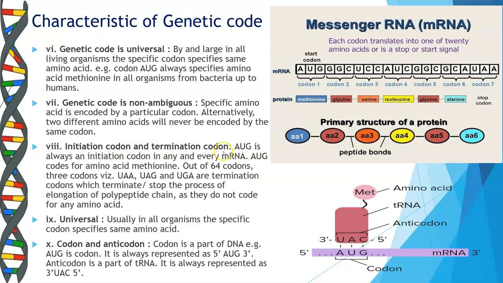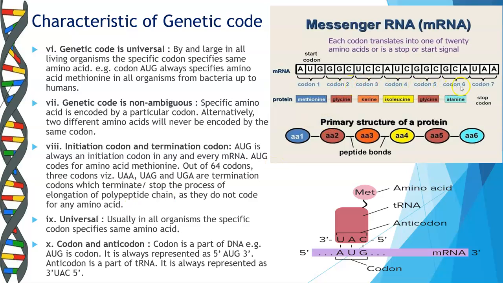We have initiation codons and termination codons. AUG is always the initiation codon in every mRNA. In an image of the mRNA, you will see at the 5' end you have AUG, which is the initiation codon, and it codes for the amino acid methionine. Out of the 64 codons, 3 codons, UAA, UAG, and UGA, are termination codons which stop the elongation of the polypeptide chain, as they do not code for any amino acids.